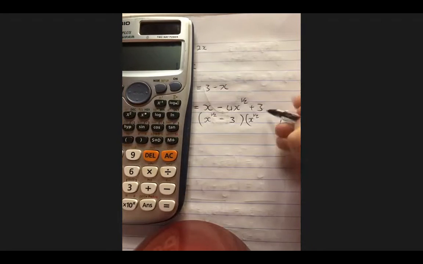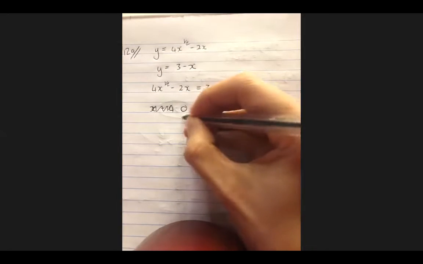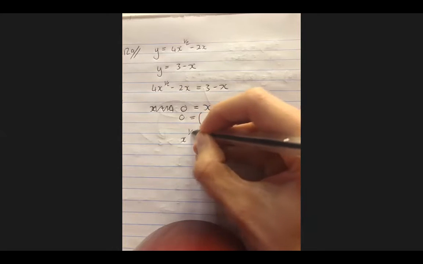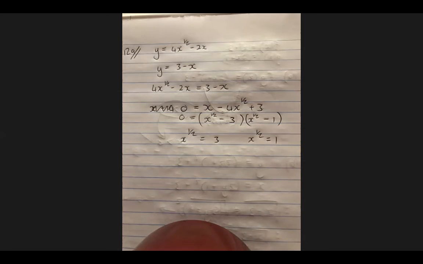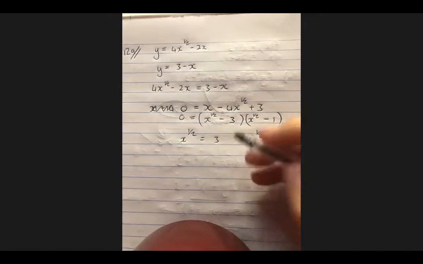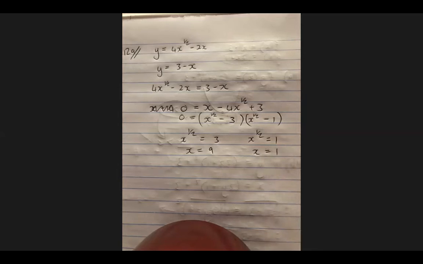The other answer is 1, so I'm going to put here -1 equals 0. So then I've got x to the power of a half equals 3. X to the power of a half equals 1. Don't stop there. Square both sides. So x is 9. X is 1.